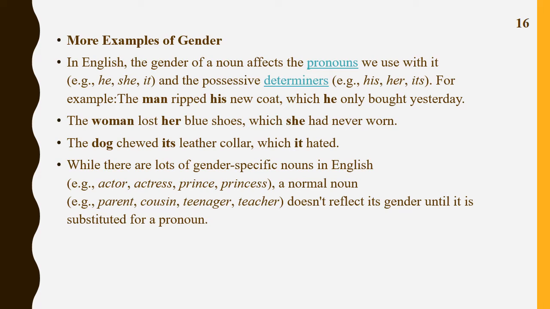While there are lots of gender-specific nouns in English, like actor, actress, prince, princess, a normal noun like parent, cousin, teenager, teacher doesn't reflect its gender until it is substituted for a pronoun. So they're telling that sometimes we are shown that this is masculine or feminine, like actor and actress. But sometimes when we're talking about the cousins, we are using certain pronouns with them to show the gender, like her cousin or his cousin.